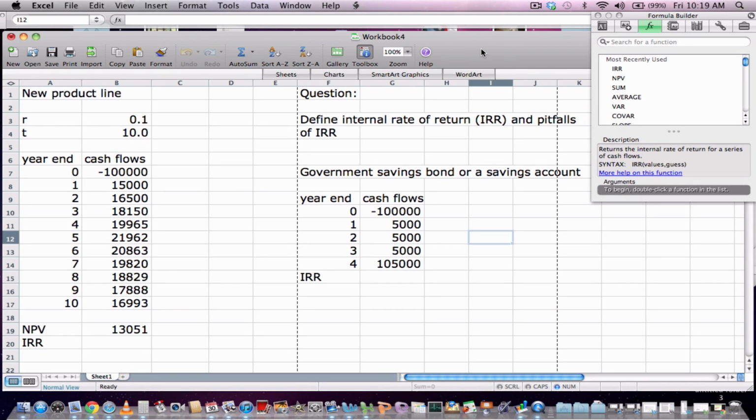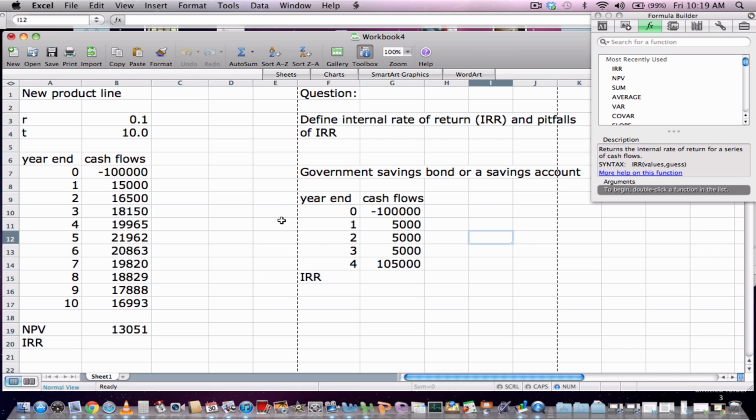Hello, this is a brief tutorial on how to use the internal rate of return function in Microsoft Excel, and a quick definition of internal rate of return and some circumstances where IRR might provide some misleading results.